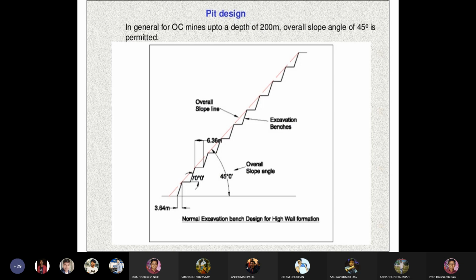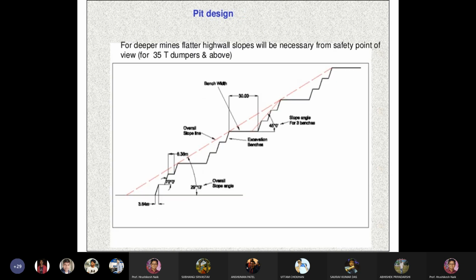In general, for open cast mines up to a depth of 200 meter, an overall pit slope angle of 45 degree is permitted. So this is the design of an open cast mine. Okay. And for deeper mines, flatter high wall slopes would be necessary from safety point of view. For operation of 35-ton dumpers and above, you have to go for flatter high wall slopes, flat angle.